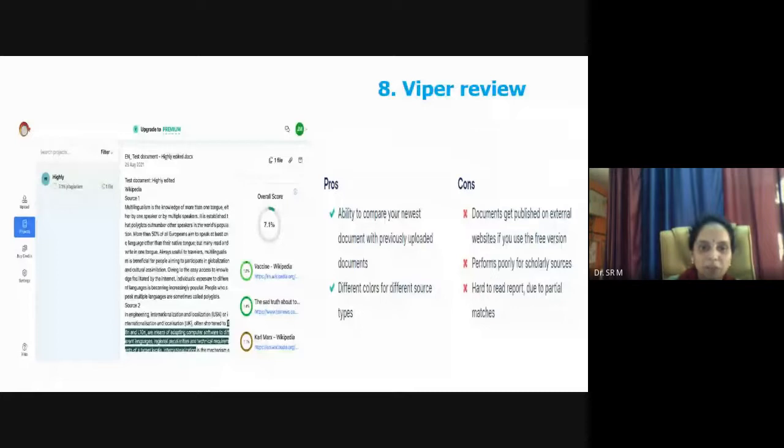Yes, we have the Viper review. Almost the same. It gives an average performance for all the scholarly source types, it could be journal articles, dissertations. Really, it is struggling to find similarities between the edited texts, and even the downloadable report is hard to read, it seems. Okay.